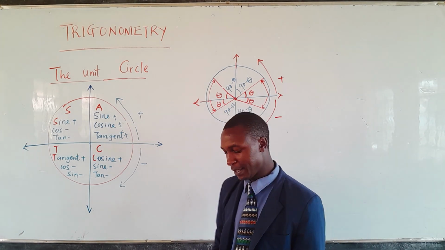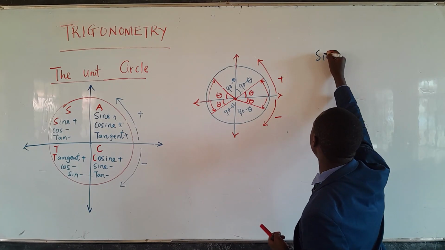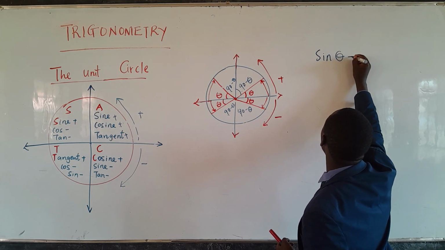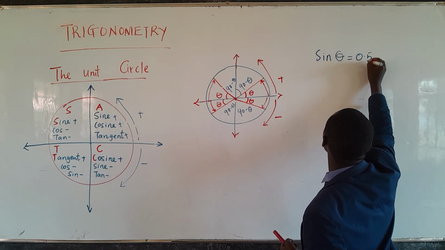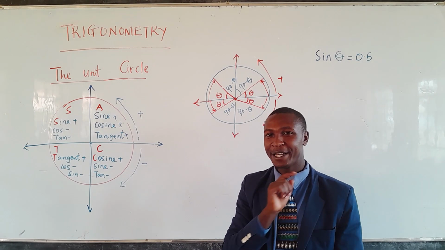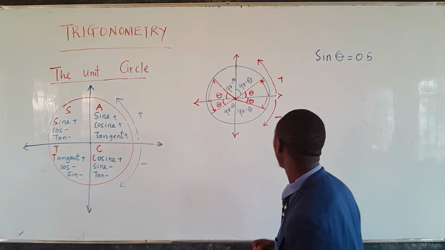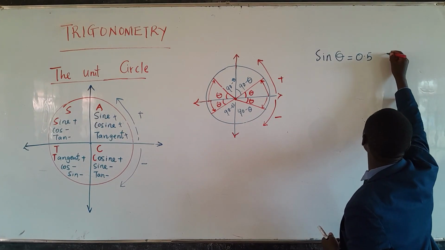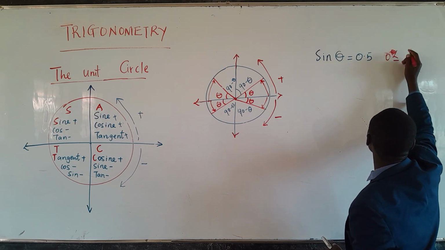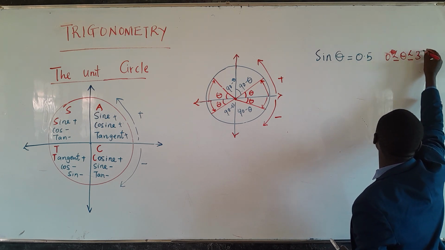But just before then, it's good to understand that when you want to work out, for example, the sine of theta equal to say 0.5, sine of theta equals 0.5, we can have so many possible angles, and therefore it's good if we can give the range within which we must work out. For example, we can work out the range where x is greater than or equal to 0 and less than or equal to 360 degrees.